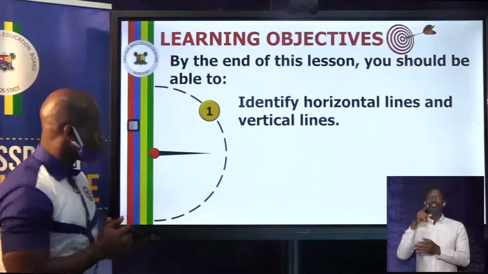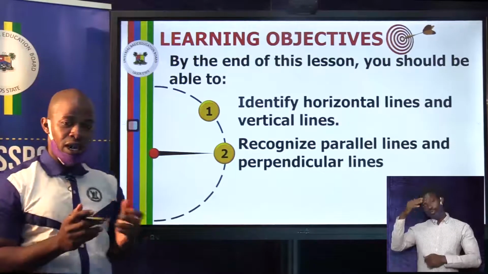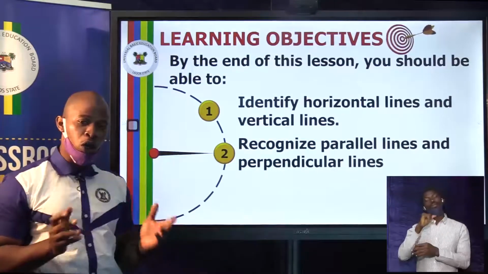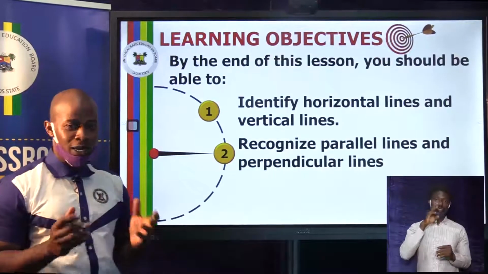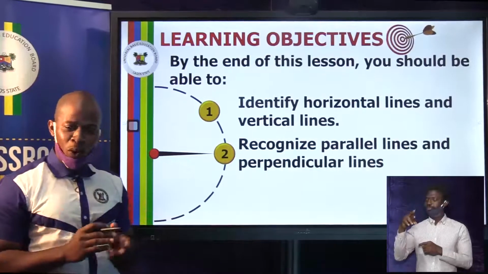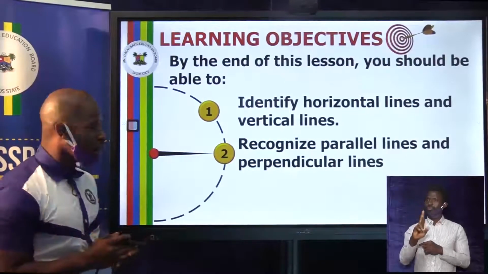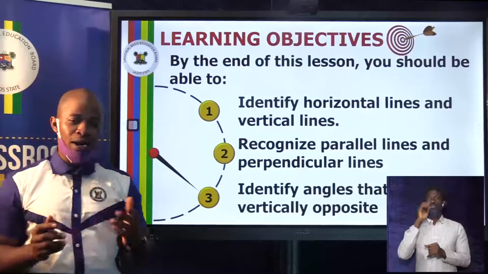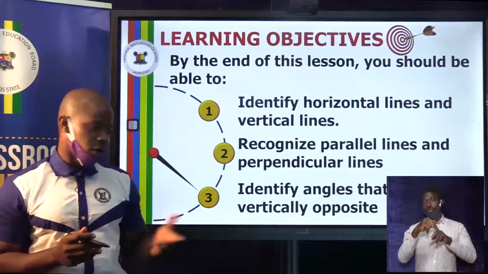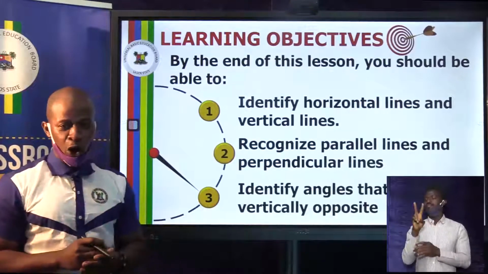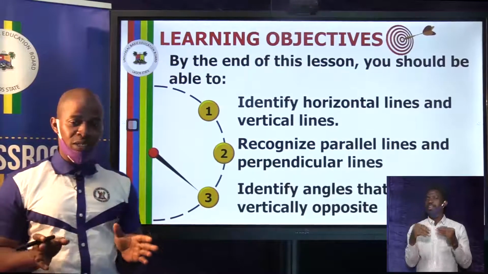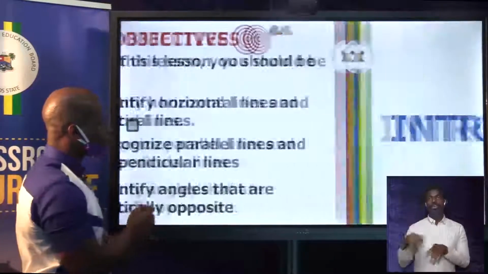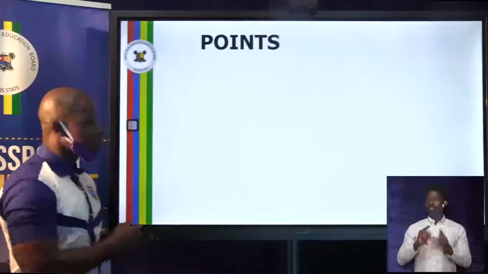You should also be able to recognize lines that are parallel and those that are not parallel. And you should also be able to recognize what we call perpendicular lines. I'm sure some of you are saying, what? Perpendicular. You will see what that's all about very soon. Finally, you should be able to identify angles that we call vertically opposite. Do not worry yourself at this stage about what all these are. I will explain in detail as we move on. So let's just get right into it.